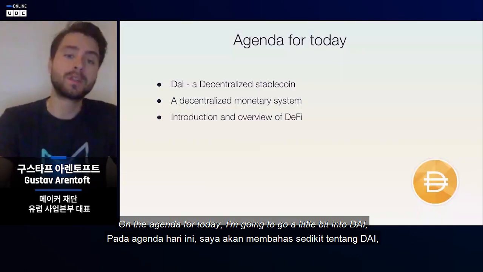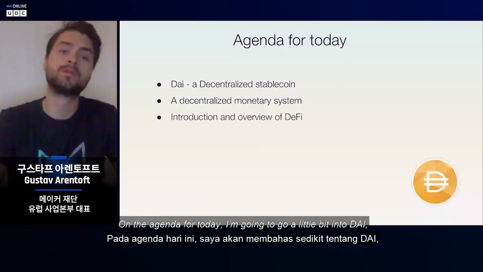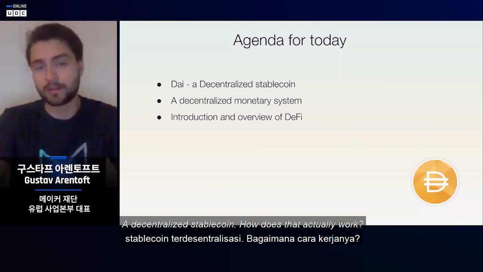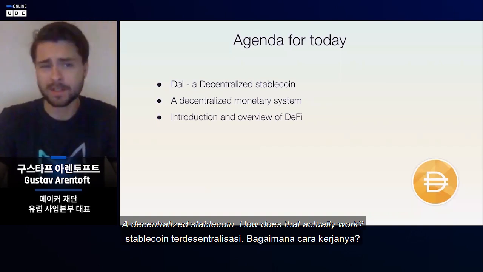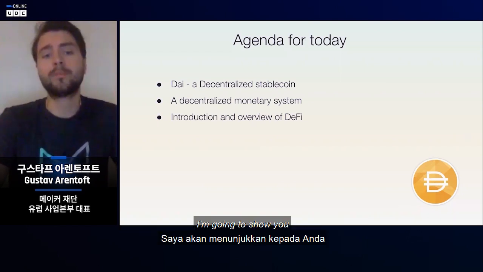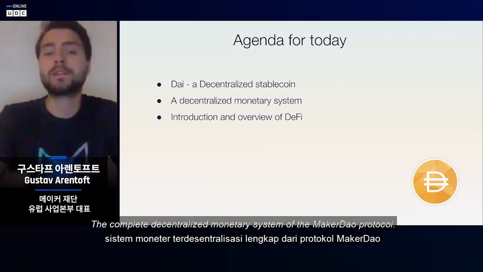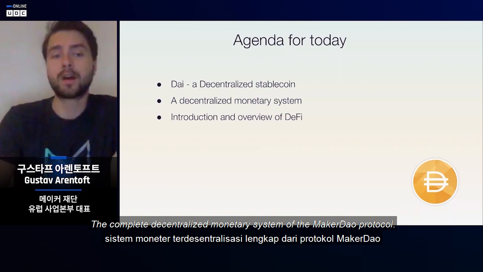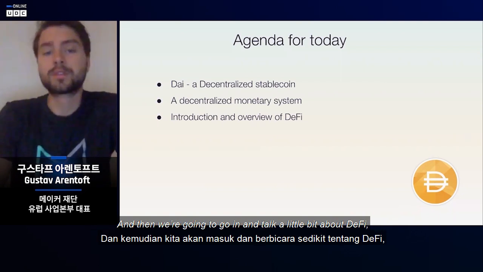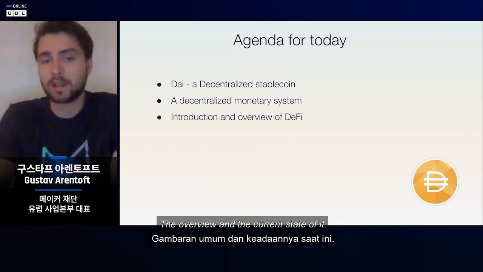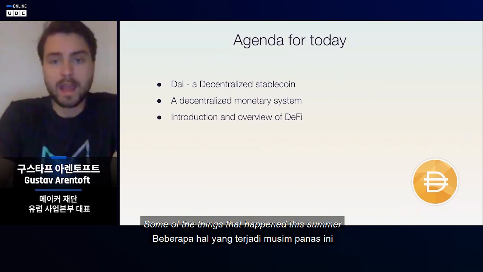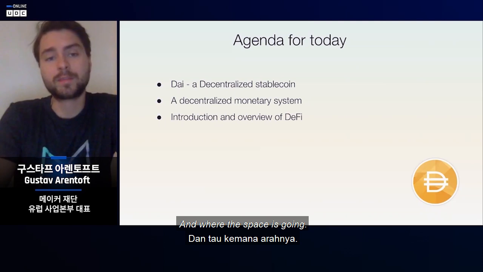And on the agenda for today, I'm going to go a little bit into DAI, a decentralized stablecoin. How does that actually work? I'm going to show you the complete decentralized monetary system of the MakerDAO protocol. And then we're going to go in and talk a little bit about DeFi, the overview and the current state of it, some of the things that happened this summer and where the space is going.